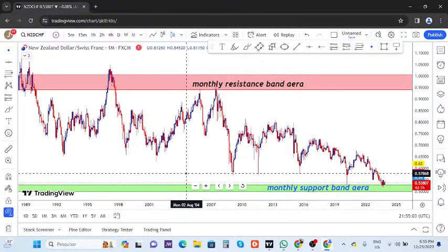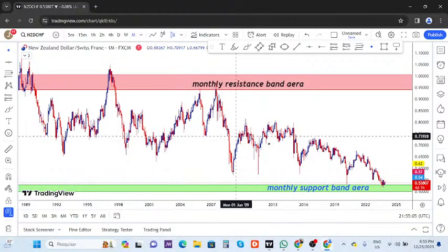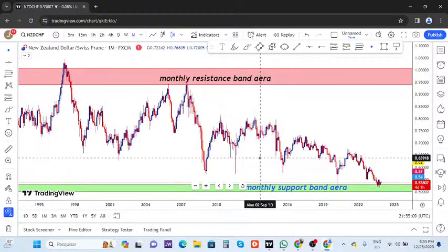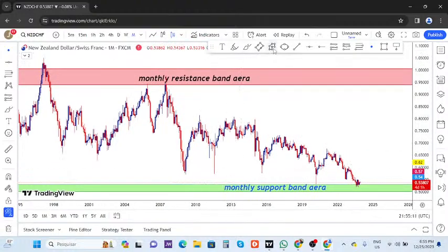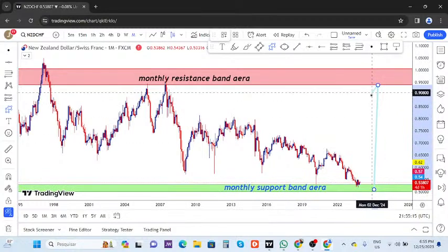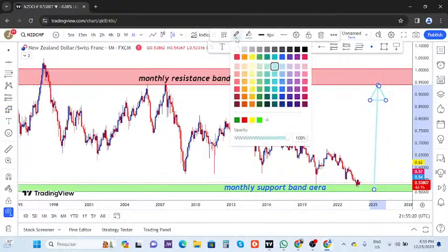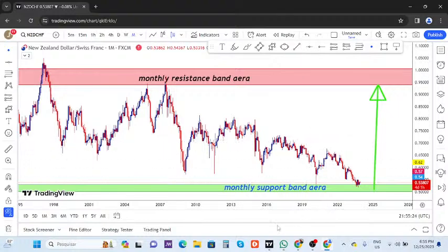So you want to build your monthly support resistance band and trade in the direction of the bands. For me, the long-term view on this one is that when the market is ready, I want to see price push all the way to the upside. Yeah, it's going to happen when it's ready. We're going to see it happen.